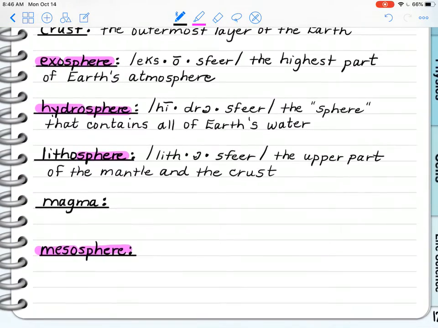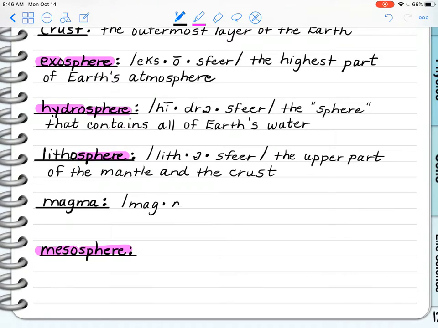The next term here is magma. Magma. It's exactly what it looks like. It's rock that exists in a semi-solid state. Semi means half or part. Semi-solid means it's kind of solid, but it's kind of liquid. It's in between. Rock that exists in a semi-solid state in the mantle.